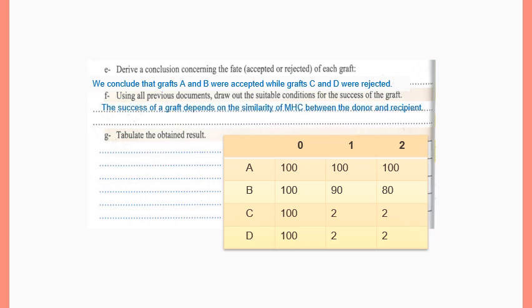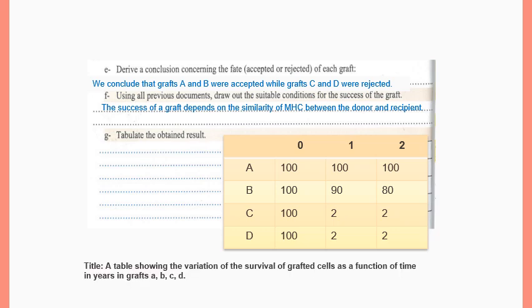Part F, using all previous documents, draw out the suitable conditions for the success of the graft. The success of a graft depends on the similarity of MHC between the donor and the recipient. Tabulate the obtained results. So we draw a table. This table shows the percentage of survival of grafted cells at year 0, after 1 year, and after 2 years in each of the 4 grafts. So the title is: a table showing the variation of the survival of grafted cells as a function of time in years in grafts A, B, C, and D.